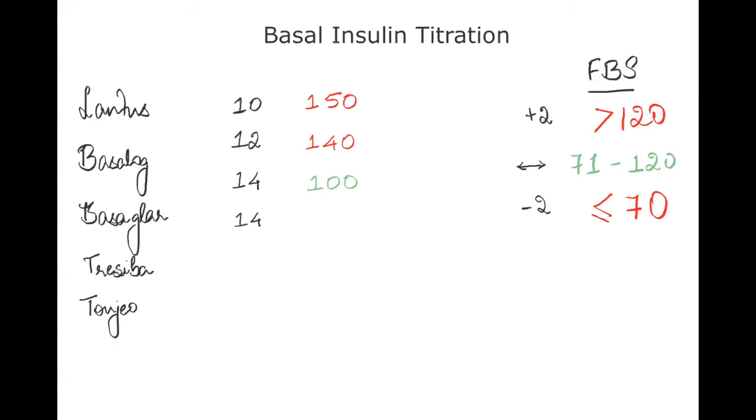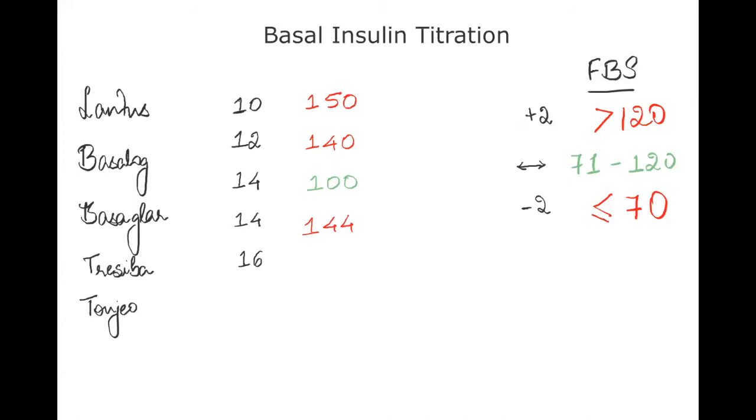So what do we see after a couple of days? Well, when we check the sugars again, the sugar has slightly changed. It has gone up to 144. So what do we do now? We increase our insulin by another 2 units because 144 is a little high for us. So 14, we increase the insulin dose to 16 units.